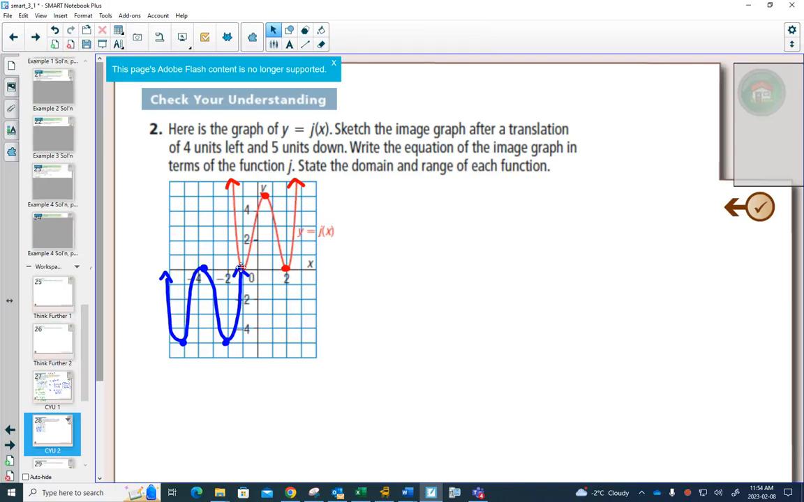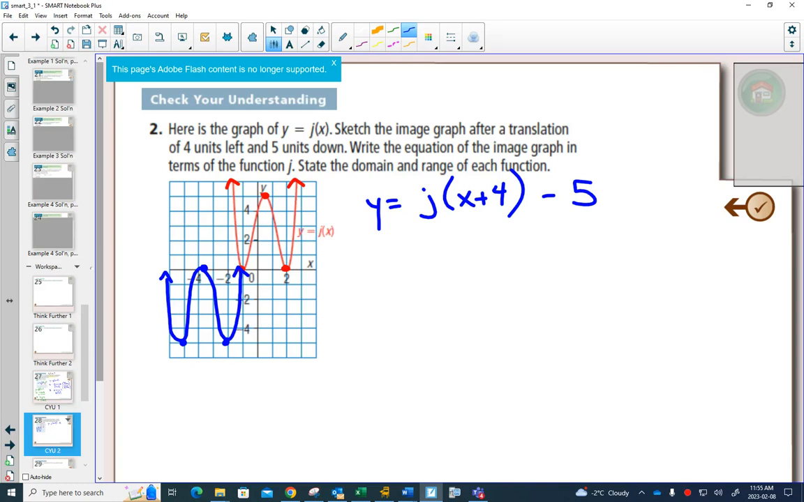It says write the equation of the image graph in terms of the function j. So that means I need to have j of something on the right-hand side. I've moved 4 to the left. That would happen inside the function. And again, anything that's inside the function is opposite of what you would think. So that would be x plus 4. And then the 5 units down would happen outside of the function as minus 5.